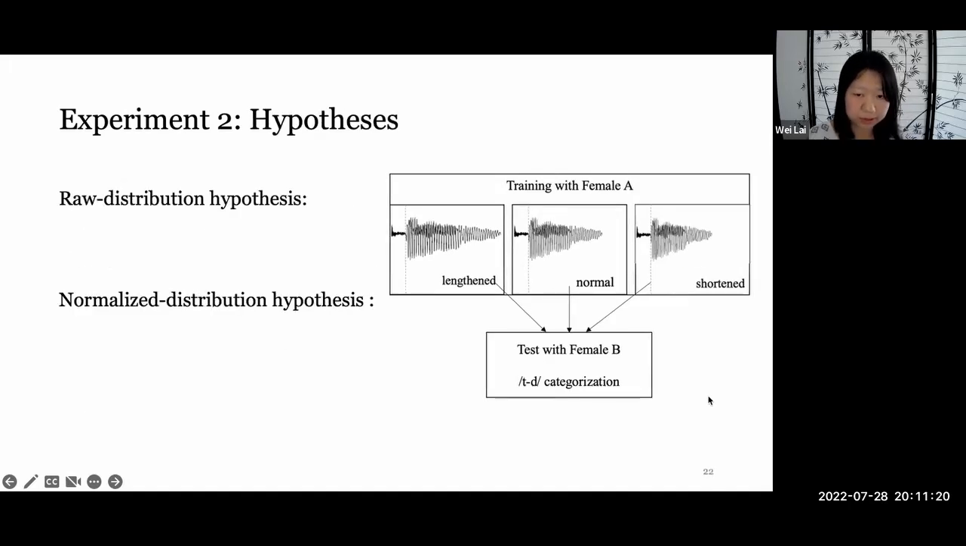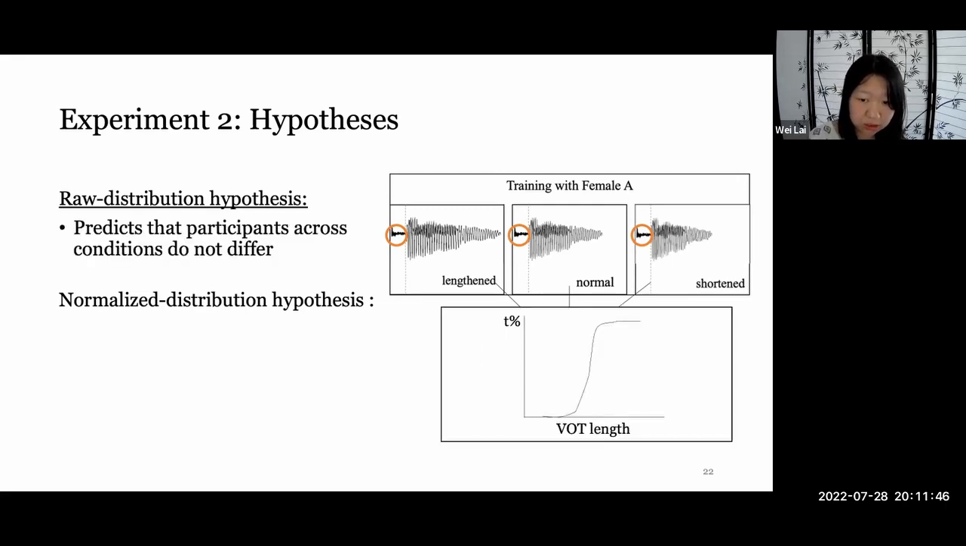And the 2 hypotheses we laid out also make different predictions about our results here. So the raw distribution hypothesis would predict that listeners only learn and generalize the duration of the target phonemes. And since listeners had exposure to the same set of TD in the training phase, we should expect that they perform similarly across conditions in the test phase.